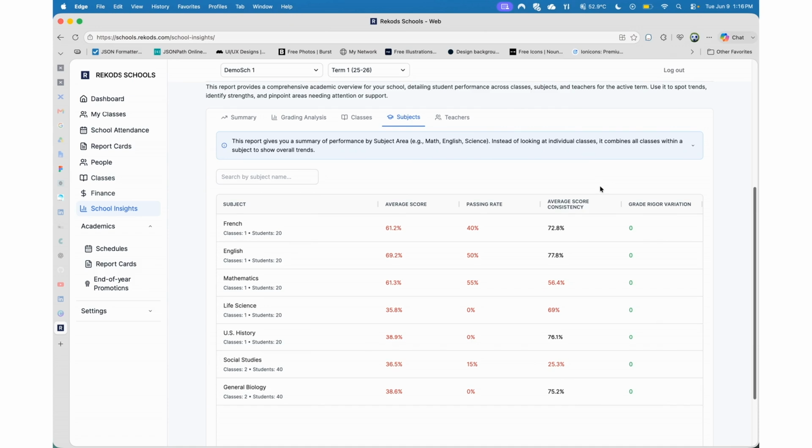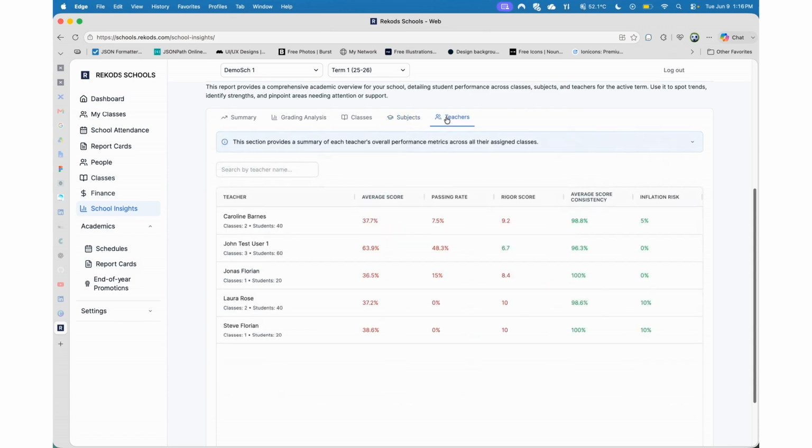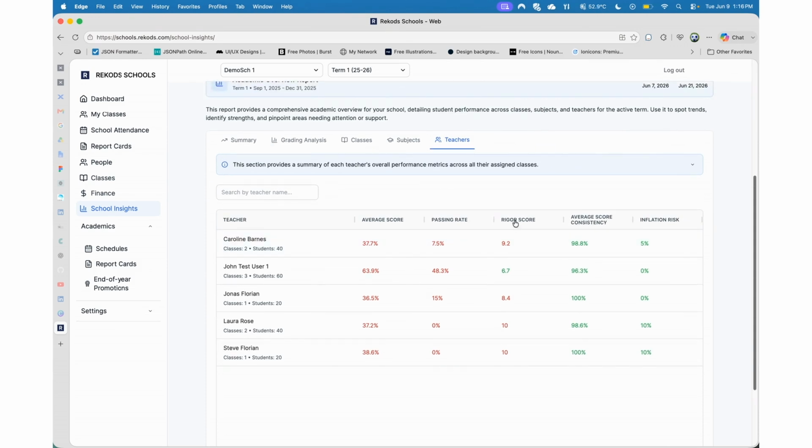Let's move to the last one, the Teachers tab. I want to be deliberate about how to frame this one because it's easy to misread. This is not a league table. It's not designed to rank teachers or create a pass/fail list.